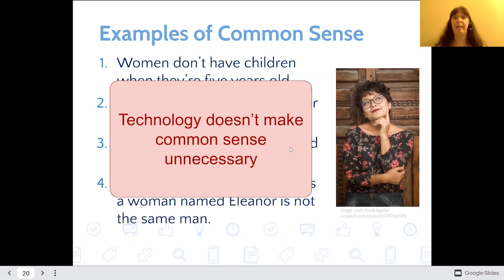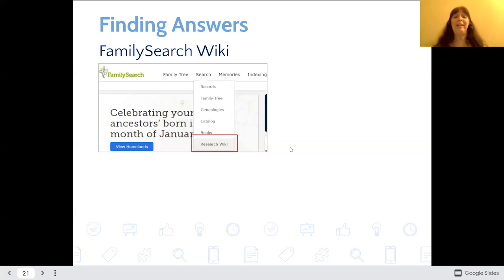Okay. Finding answers. We're all going to come up against questions that we can't answer. And one of the best places that I've found to find answers, particularly as it pertains to records that might be available in the area where you're researching, is the FamilySearch Wiki. This is an amazing tool that covers the whole world, well, virtually the whole world, and it's growing every day. Every day, pages are being added to this wiki that help us research.